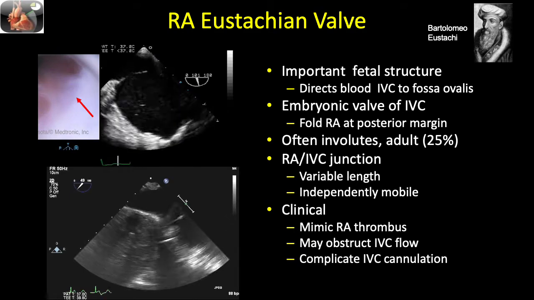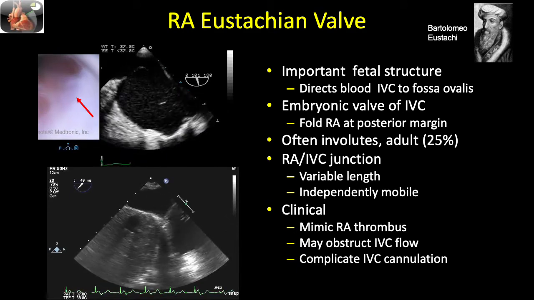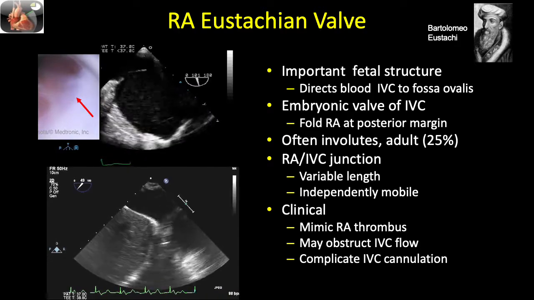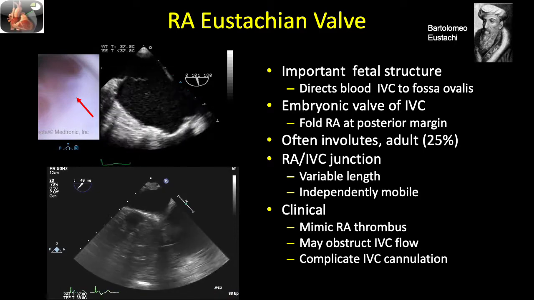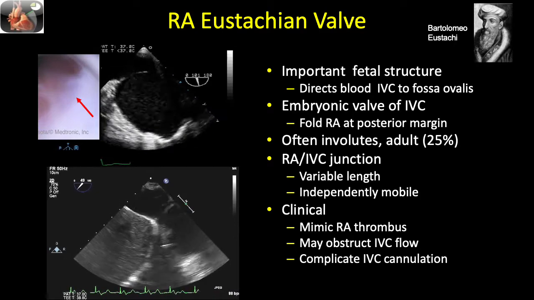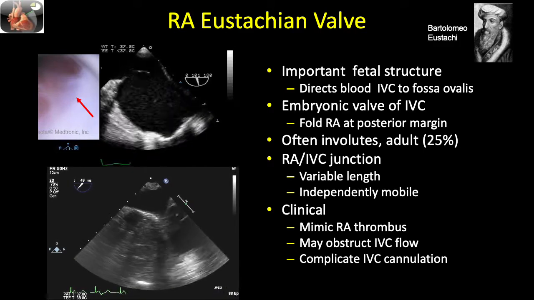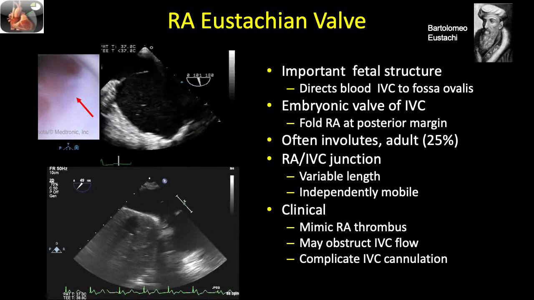In echocardiography, it is a linear, independently mobile structure at the RA-IVC junction seen in the bicaval and mid-esophageal views. Rarely, it causes clinical findings, but may obstruct IVC flow, mimic tumor, thrombus, vegetation, and complicate IVC cannulation.